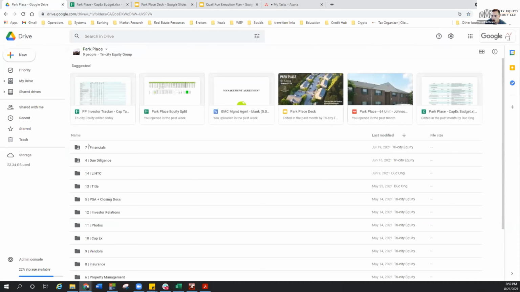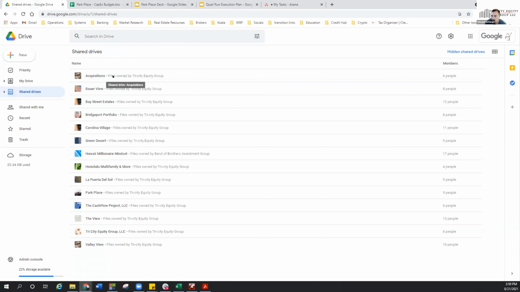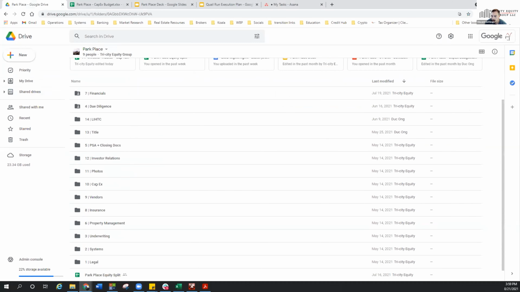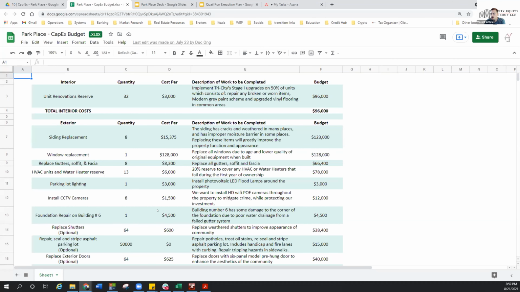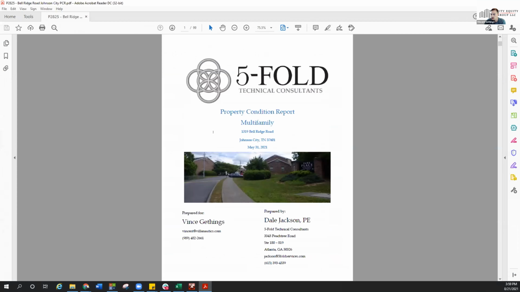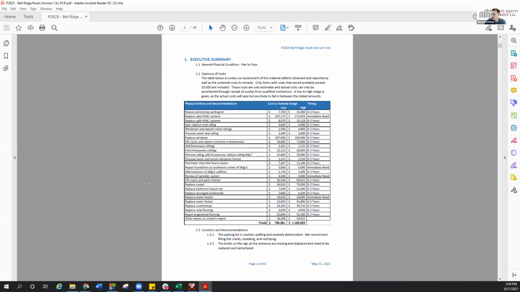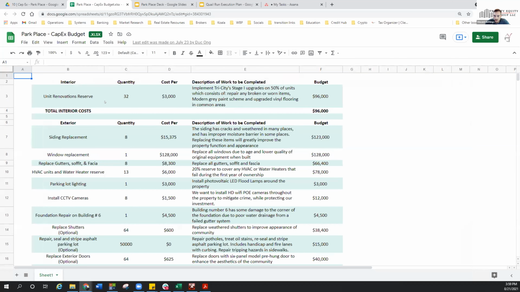All right, well, here's an example. So here is how we organize. And I know this is a little bit off topic, but it is important. So here's all of our properties here. Each one has a shared drive that we operate in. And then inside here, say we're working on Park Place. So Park Place, Capex, current bids. So here's the 2 bids for this, the siding and the windows, right? So everything's organized there. Here's the budget here, which is this document here. So once the PCR comes in, which is this right here, this is what we were just looking at, I start building the draft budget, get validated by the actual bids, and we start building this budget out.